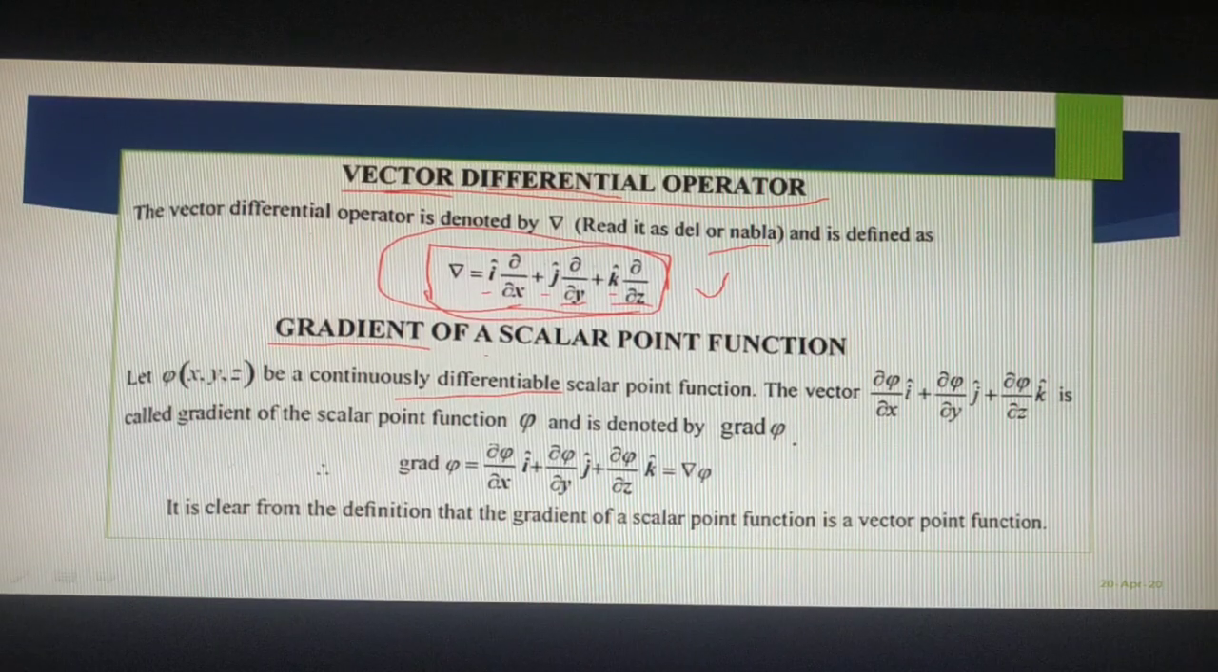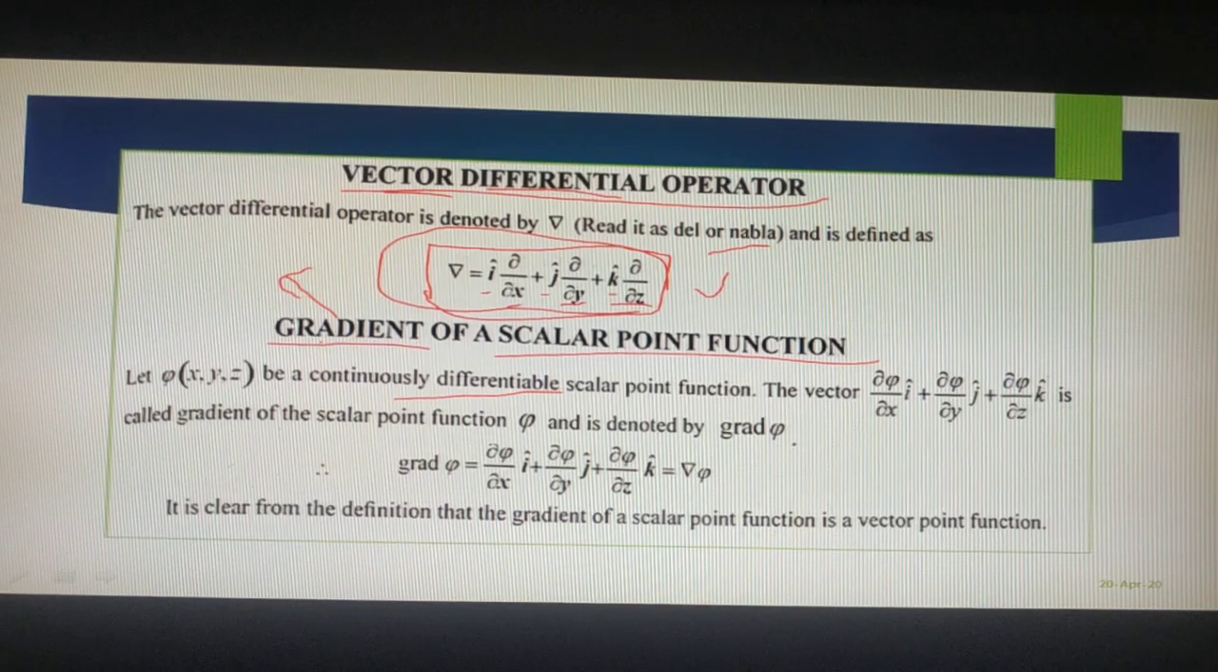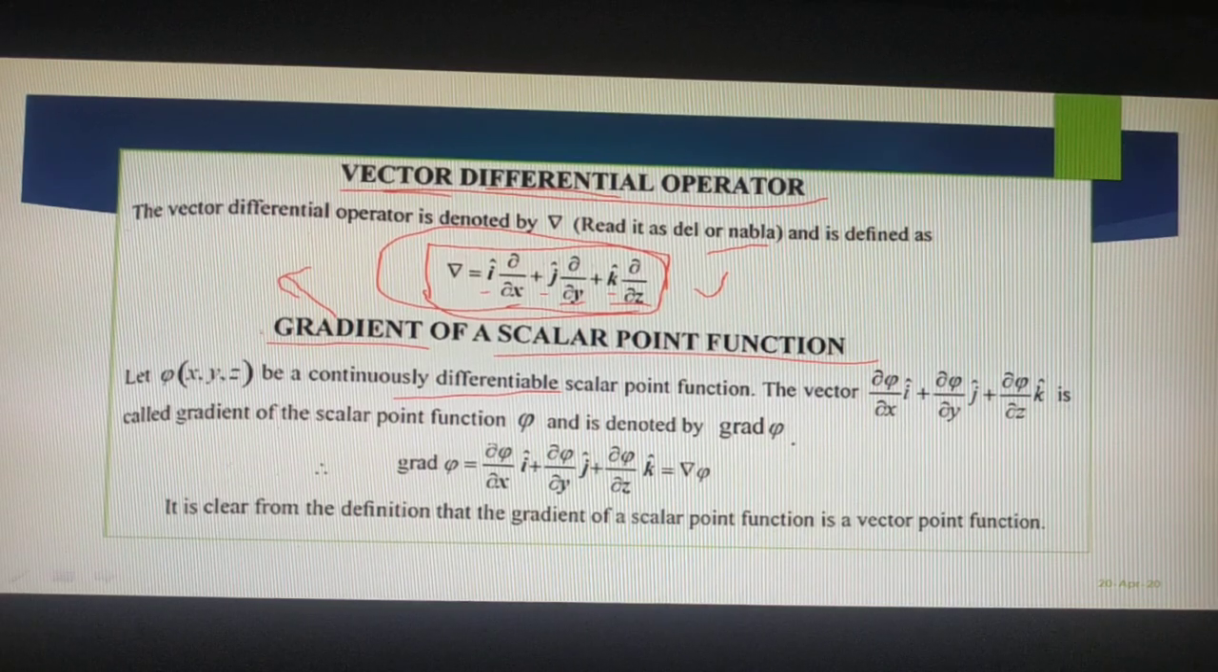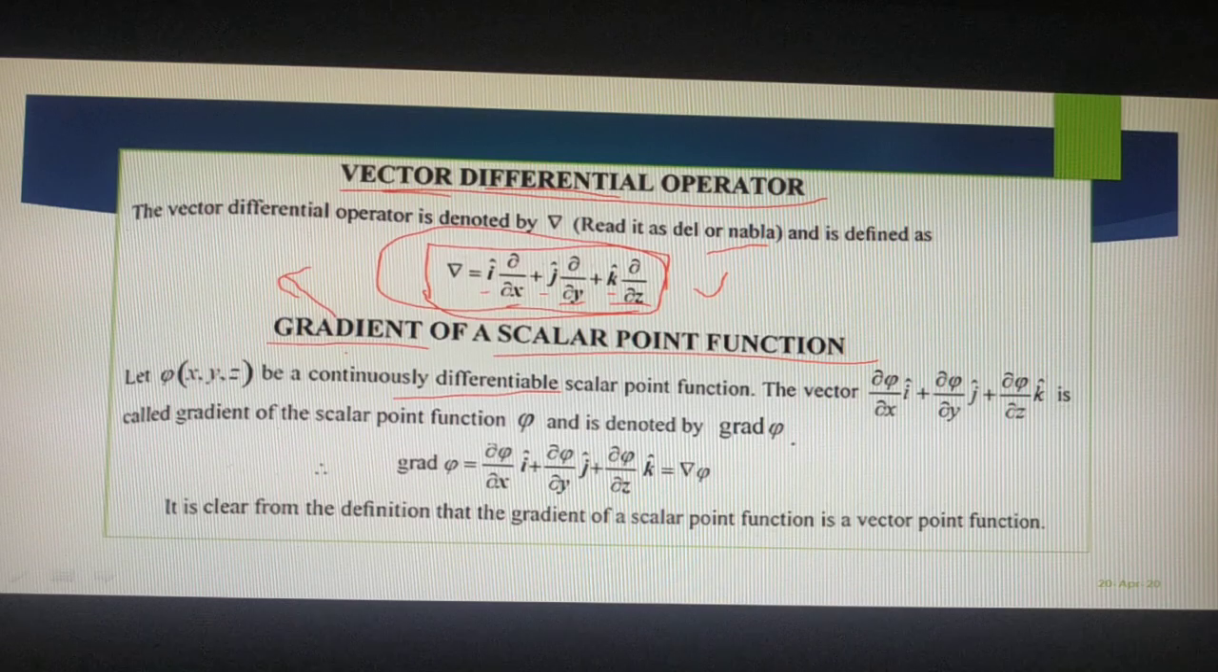So we'll get the gradient for a scalar point function. What is the meaning of gradient? Simply, a gradient is nothing but the change at that point, nothing but the slope. But in addition to getting the slope, we have the direction also. We are considering the direction. So that is your gradient.